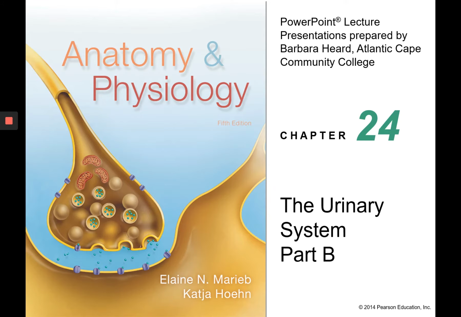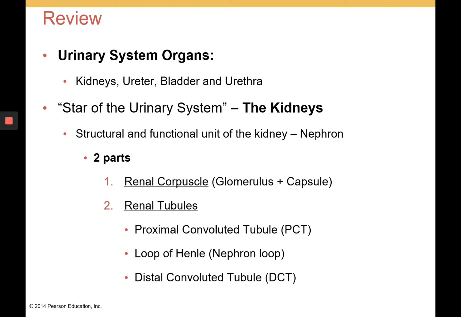Part B of Chapter 24, still over the urinary system. The 4 organs of the urinary system are the kidneys, ureter, bladder, and urethra. The star of the urinary system are the kidneys. The structural and functional unit of the kidney is the nephron.